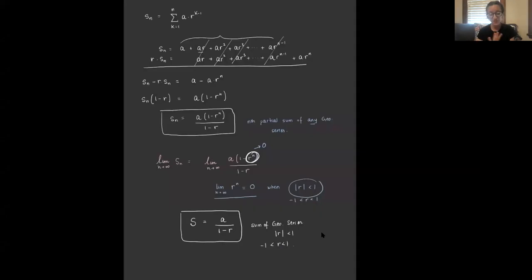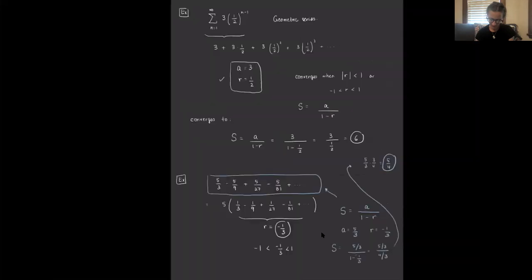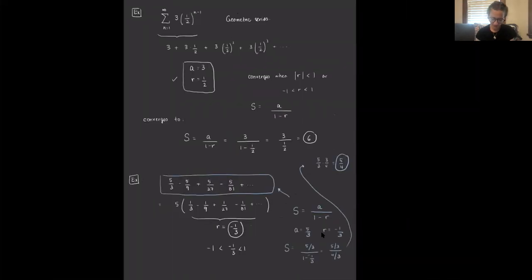Okay, so the sum of any geometric series, as long as it's convergent, is a over 1 minus r. Let's look at some examples. That's what I had done here. So here's an example of a geometric series where the common ratio, if you notice, is 1/2. You can write out the series itself. The first term when n is 1 will just be 3, then 3 times 1/2, then 3 times 1/2 squared, 3 times 1/2 cubed. So we can see that the first term of the series is 3. Common ratio is 1/2, so it must converge because that's less than 1.